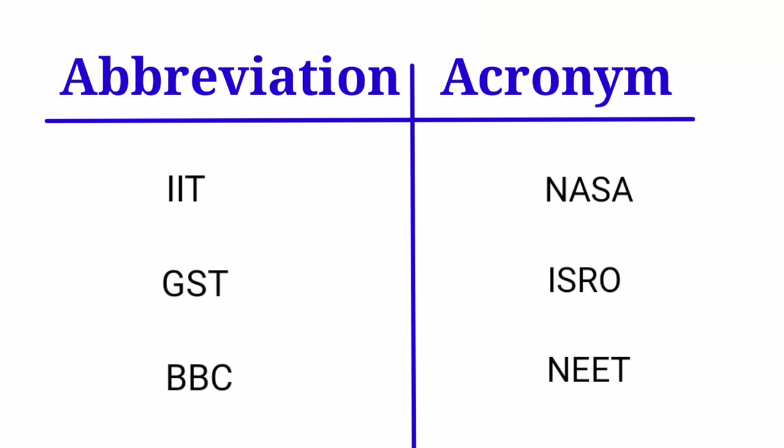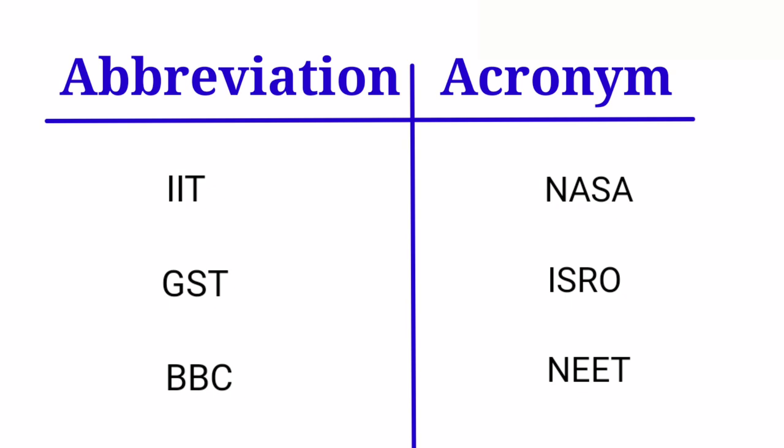For example, IIT. Here we can't pronounce this as a word. GST. Here also we can't pronounce as a word. BBC also the same. Okay. Now I hope you have understood clearly what is an abbreviation and what is an acronym. This is the difference between the abbreviation and acronym.